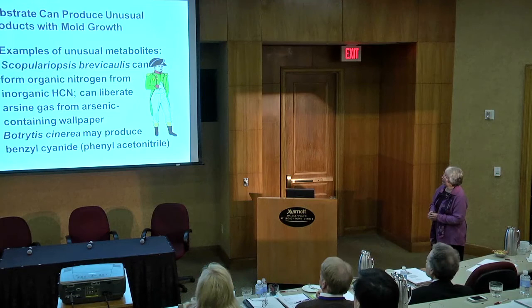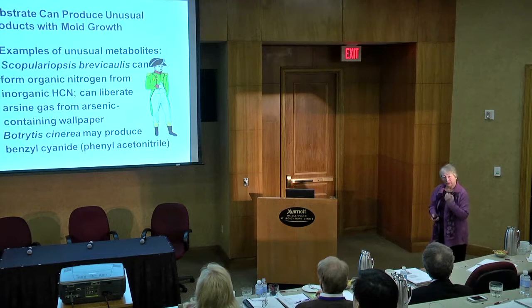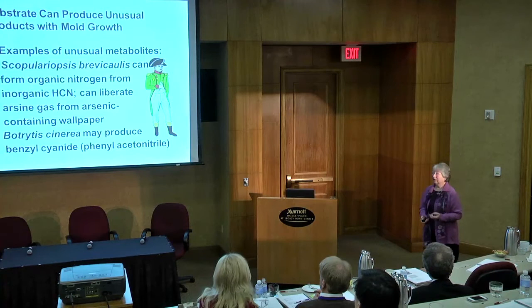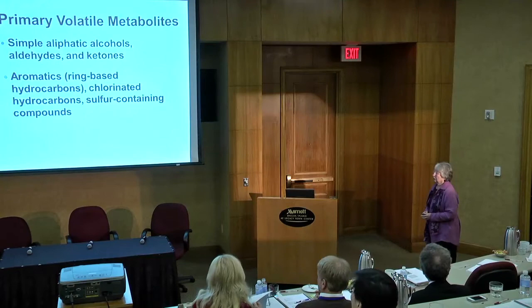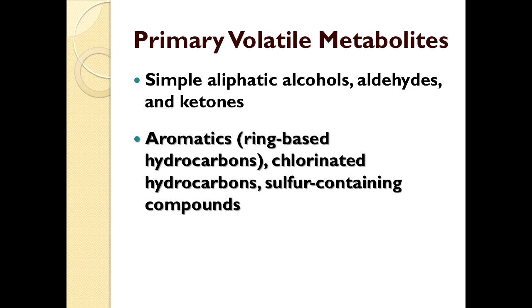So we have issues with things that come about as a result of the contamination, not only the contamination itself. So what do the organisms themselves produce? Well, because they're living, just like we are, they produce simple aliphatic alcohols, aldehydes, and ketones, and then some smelly things, just as we do, from digesting food.